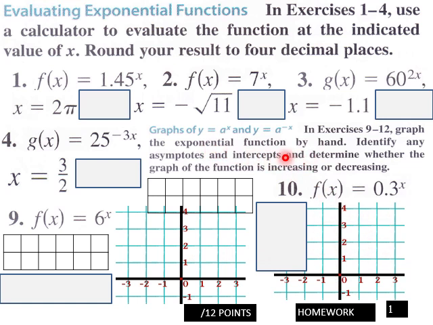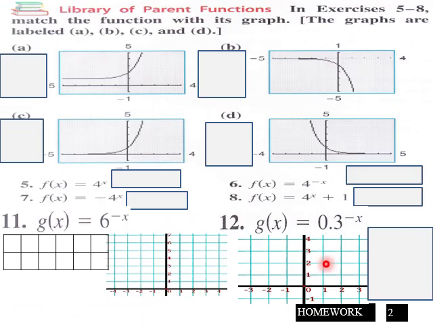Graph the exponential function by hand, identify any asymptotes and intercepts, and determine whether the graph of the function is increasing or decreasing. So here's your box here for 10. Enter your values in your box, and then answer these questions in this response box here for 10. Here's your response box for 9. Here's your table for 9. Here's your function for 9. Graph it there. 10, graph this here, and identify any asymptotes, intercepts, and determine whether the graph of the function is increasing or decreasing. There's 12 points here for page 1.